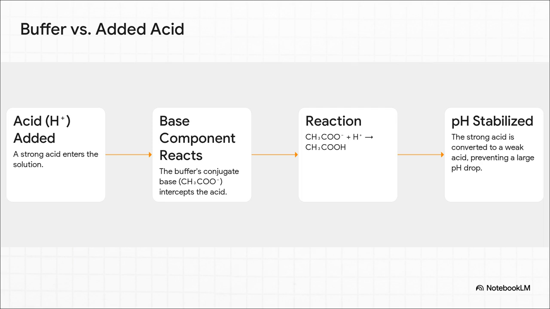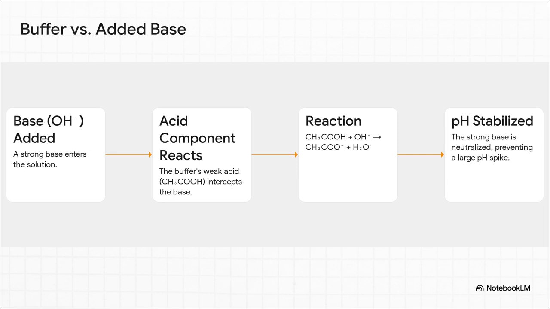So imagine a strong acid gets added to the solution. The H+ ions are the invaders. Immediately, the conjugate base part of the buffer team swoops in and reacts with them. The buffer basically gobbles up that strong acid and turns it into a harmless weak acid. And the result? The pH barely even moves.